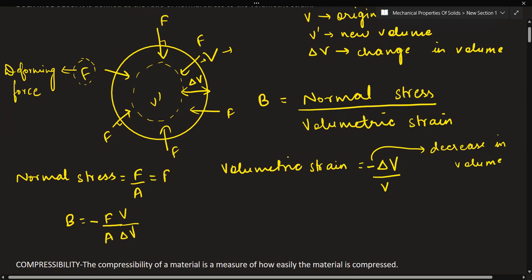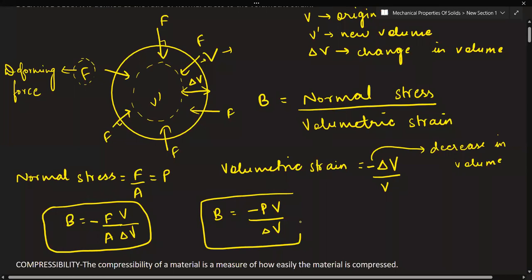And what is force upon area? Force upon area is also known as pressure. So you have another term for bulk modulus. One is this. But if you put in pressure instead of force upon area, this would give you minus PV divided by delta V. Instead of F by A, you're writing P. This is another formula where P is the pressure.